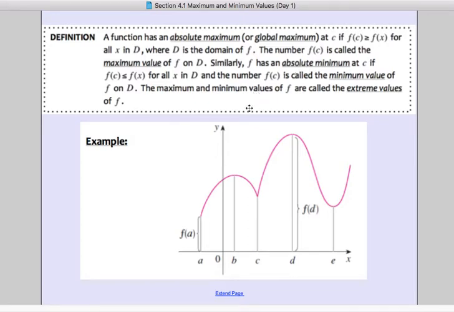The other thing that we have is maximum and minimum values are called extreme values, which makes sense because if you are the extreme value, you're either high or you're low. So we're looking at those.